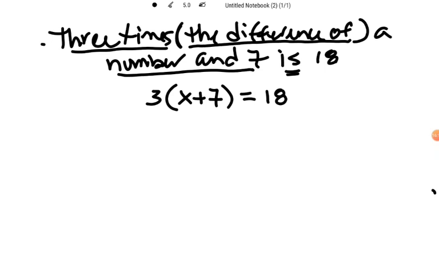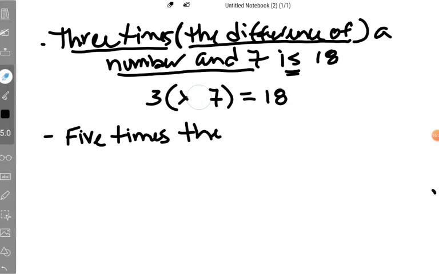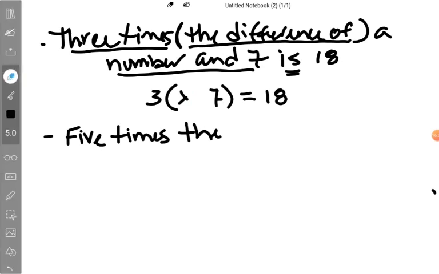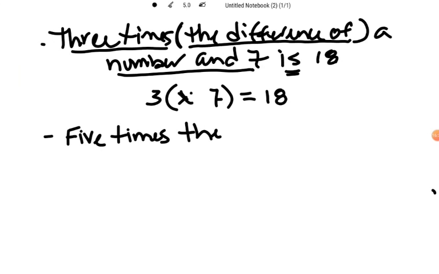Okay, let's try another one like that. 5 times the sum of, oh, that was negative. This is supposed to be negative. Sorry. X, because it's the difference of x minus 7.